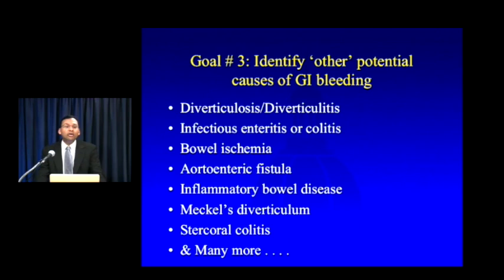Now, clearly there are innumerable different diagnoses that you could make, but I'm just going to focus in on a few that occur in unique age groups. So we'll start by talking about the two most common, I think, all-comers, regardless of age group, and that's diverticular disease and infection. We'll then talk about a couple of diagnoses that tend to be much more common in patients who are really sick, patients who come into the ICU, and that's ischemic bowel and aortoenteric fistula. We'll then talk about a few diagnoses that tend to be more common in young patients, in particular inflammatory bowel disease and Meckel's diverticulum. And then finally, we'll talk about a diagnosis that you should look for in the elderly, and that's stercoral colitis.